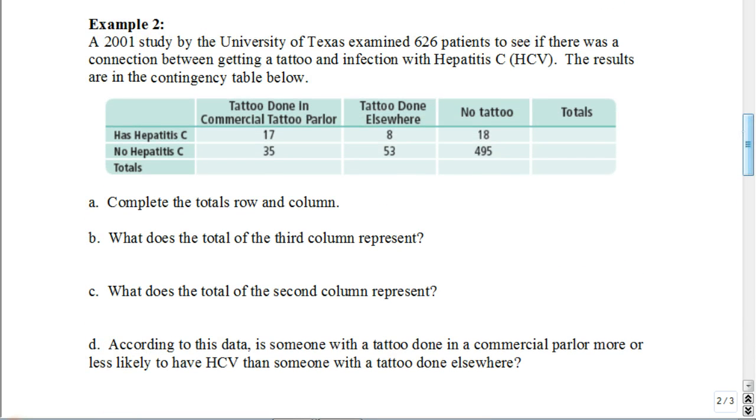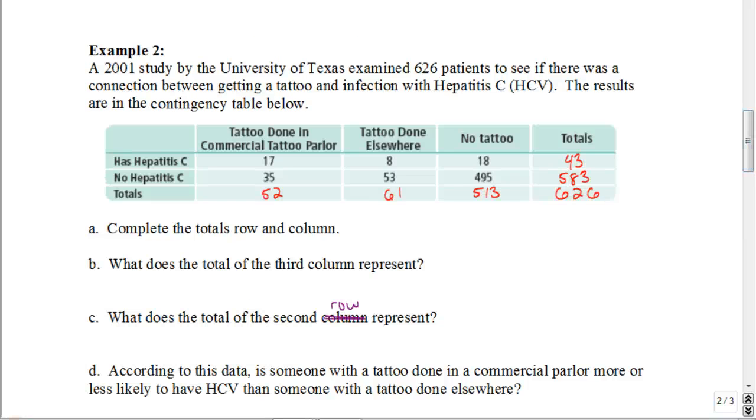And then after pausing the video and working on all those parts, A through H, you can hit play to check to see if you got the correct answers. So go ahead and do that now. Okay, so let's check to see how you did. So first off, you should have filled out these totals. So you would have gotten that there's 626 total people that were surveyed here. And you should have gotten all those other totals as well.